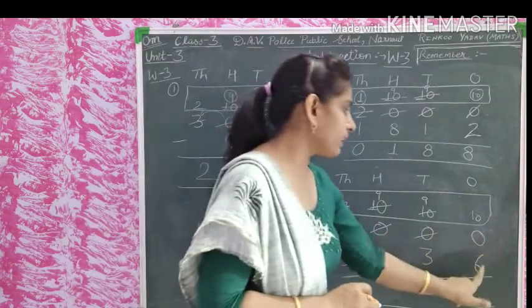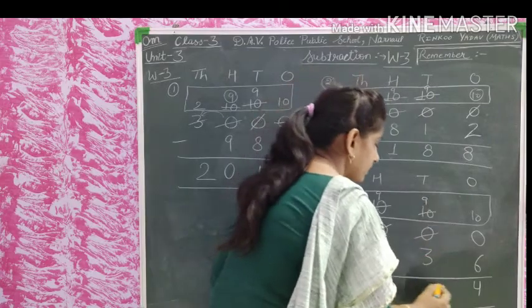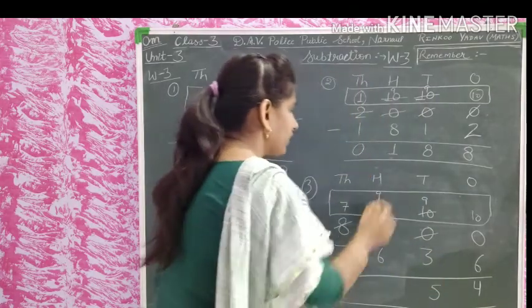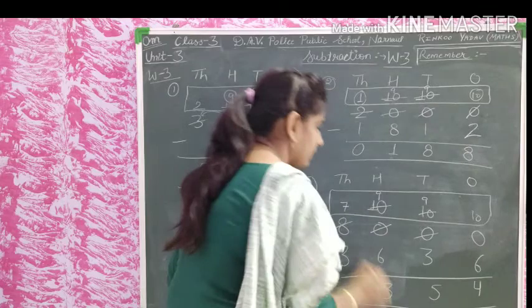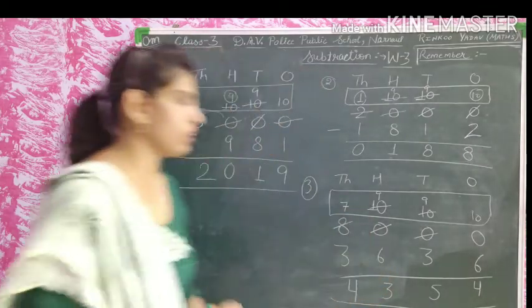Now 10 minus 6 is 4 there. 8 minus 3, that is 5 there. 9 minus 6, that is 3 there. And 7 minus 3, that is 4 here. Okay students?